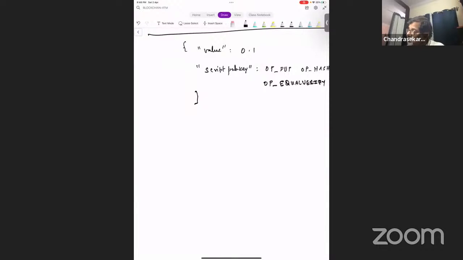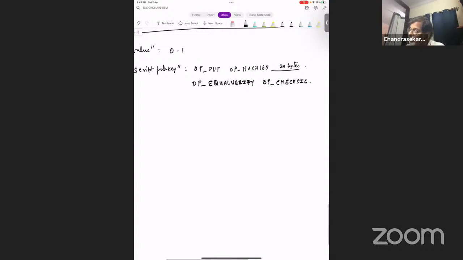So this is what I told you. OP_DUP, OP_HASH, followed by 160 bits, which is 20 bytes. Then OP_EQUALVERIFY, OP_CHECKSIG. This will always be there. So the sender has to fill this 20-byte part. Other than that, the format is fixed.